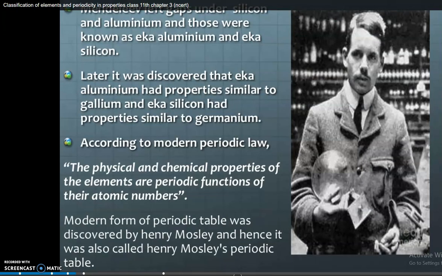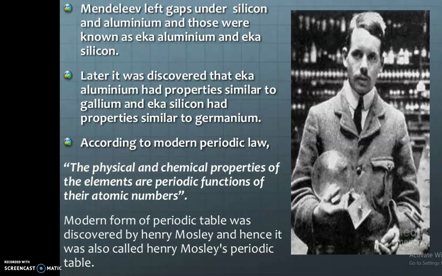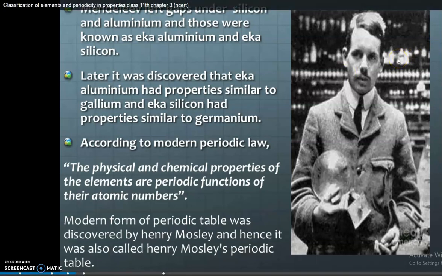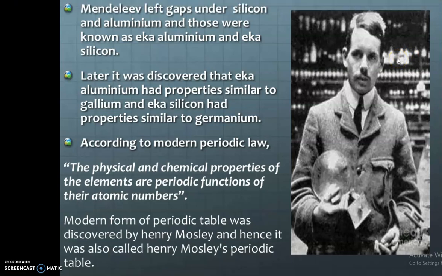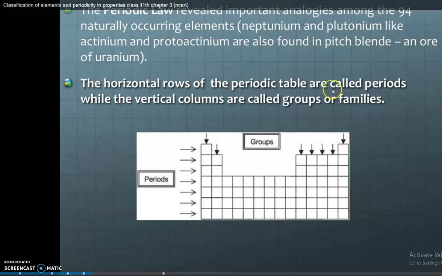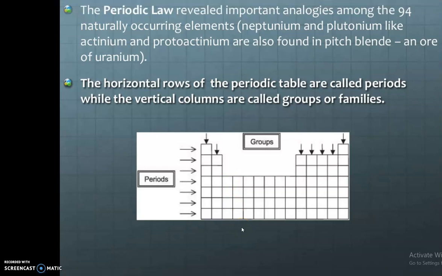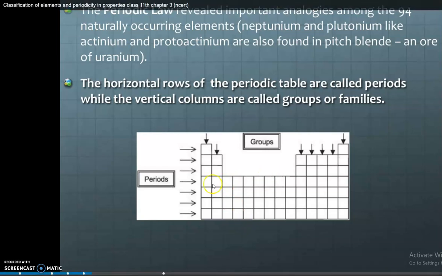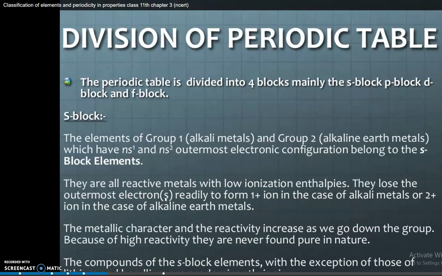What is the modern periodic law? The physical and chemical properties of the elements are the periodic function of their atomic numbers. This is the modern periodic law. He is the founder of the modern periodic table. The modern periodic table consists of horizontal rows, which are called periods, and vertical columns, which are known as groups. How many groups and periods are there in the periodic table? Yes, there are 18 groups and 7 periods.